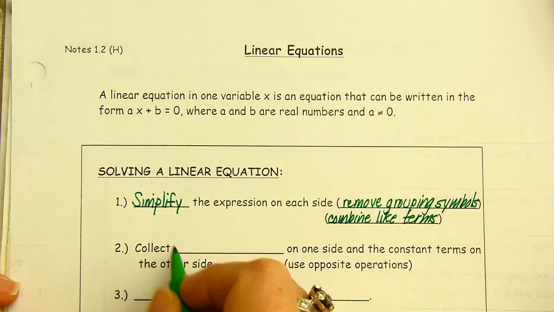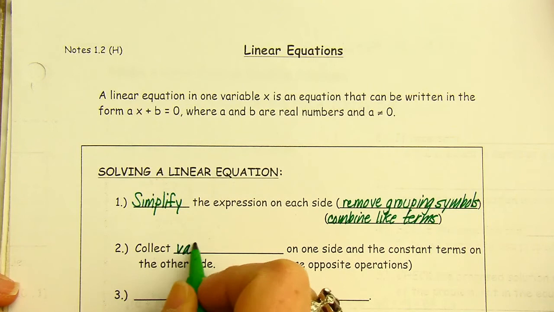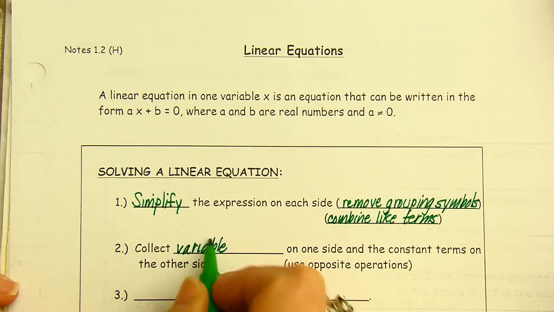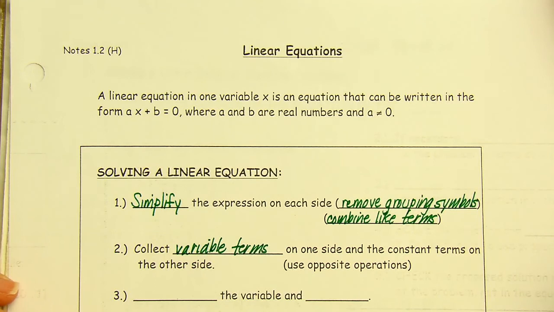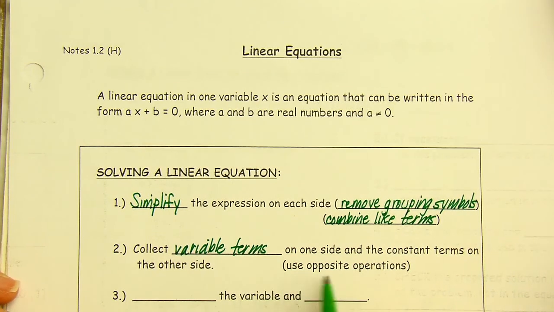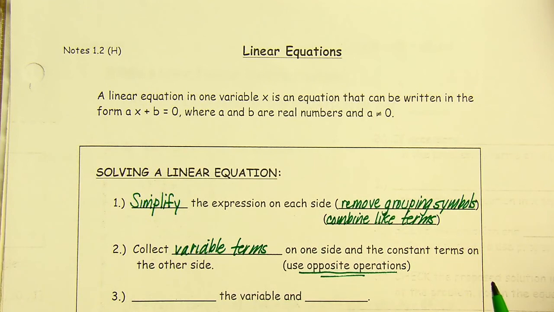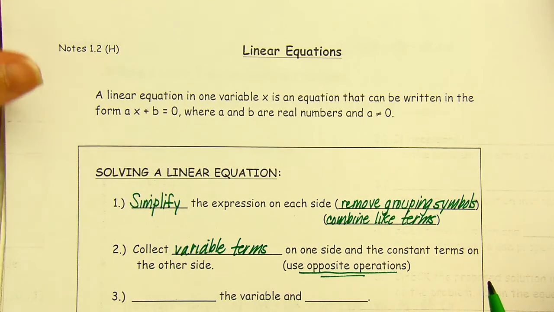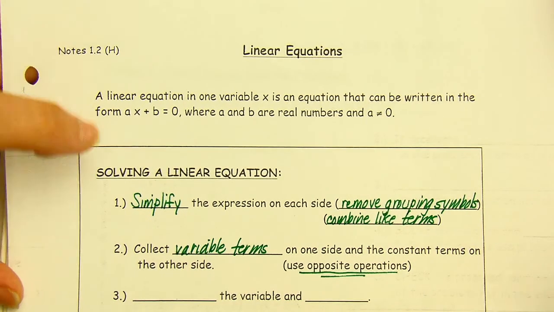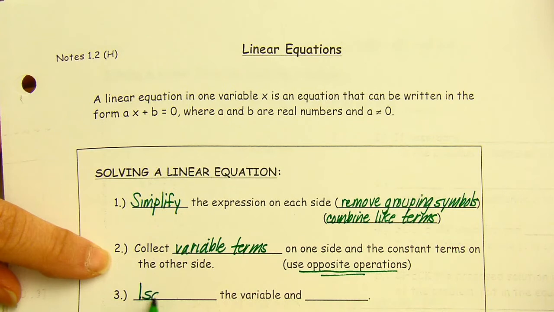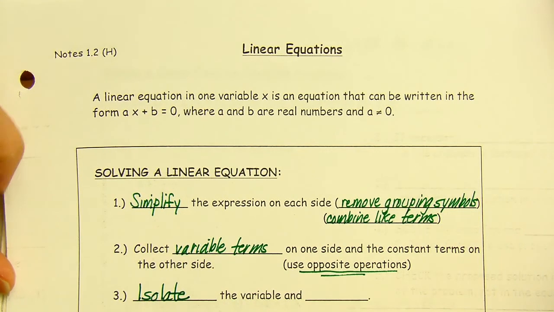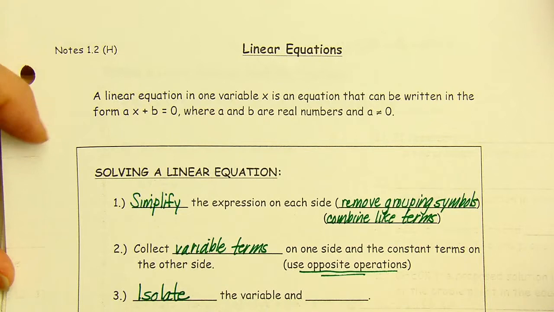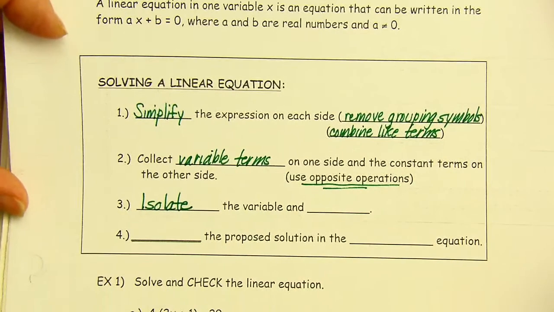You're going to collect variable terms on one side and the constant terms on the other side. In order to do this, you use opposite operations. To go to the opposite side, you use an opposite operation. You then isolate the variable, usually by division, sometimes by multiplying by the reciprocal, but you isolate the variable and solve.